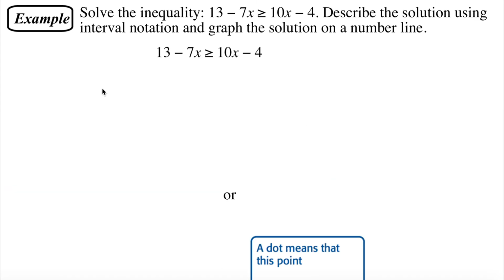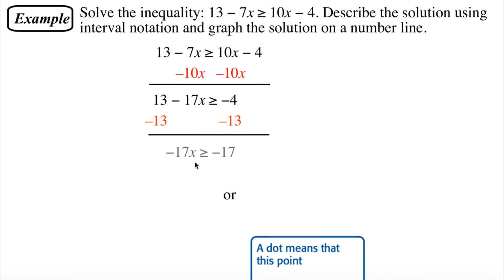This one says solve the inequality, describe the solution set using interval notation, and graph the solution on a number line. So here's our inequality using the math that we know how to do. Okay, we get 13 minus 17x is greater than or equal to negative 4. And then subtracting 13 from both sides and dividing by negative 17. Now notice we had to flip the inequality because we divided by a negative. Don't forget that, or you'll get it messed up.